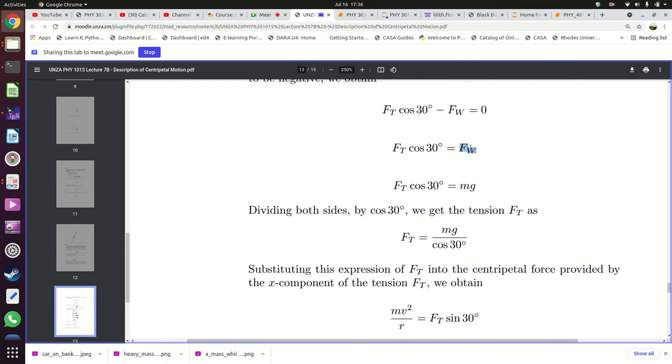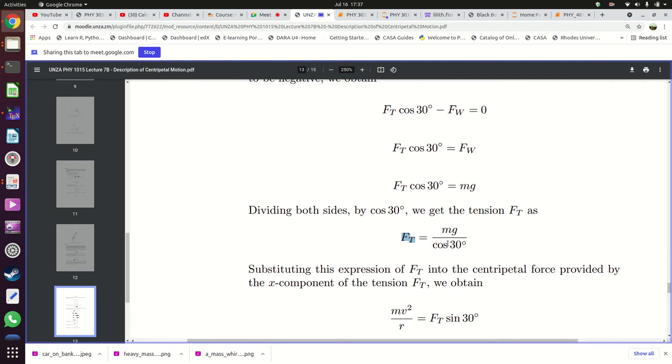We know the weight of the bob is just mg, so you end up having FT cos 30 degrees equals mg. So you can work out the tension from this bit. The tension is going to be equal to mg divided by cos theta. Remember we had three things which we didn't know: the tension, the mass, and the velocity. But now we have found an expression for the tension in terms of the mass, which we do not know.